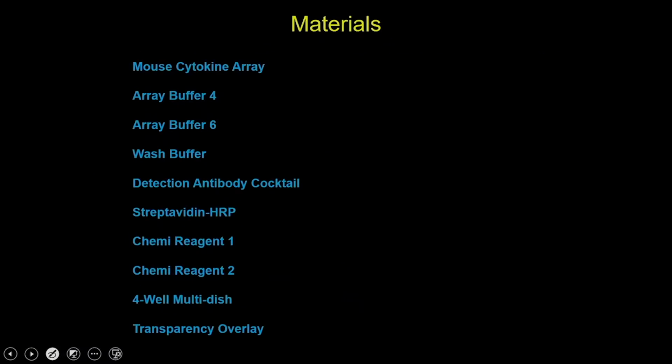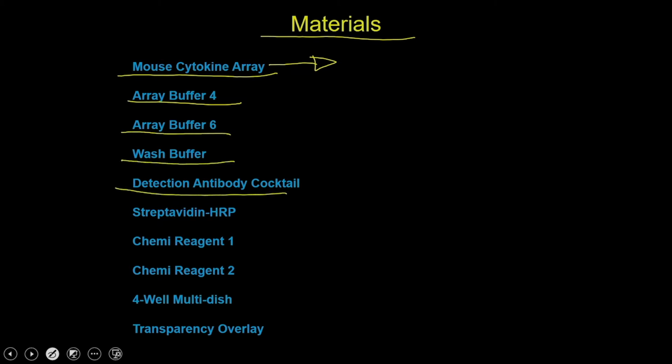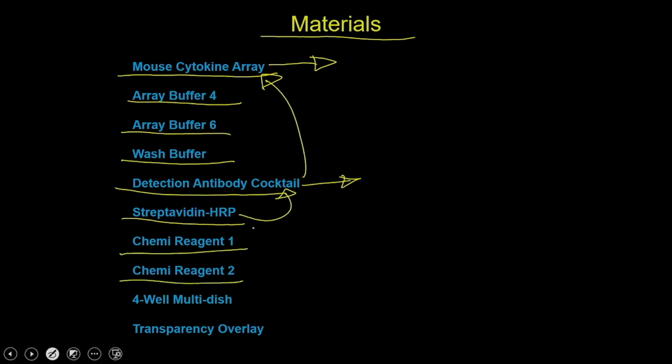So, to perform the cytokine array, you need the cytokine array from a particular company. You require different types of buffers, the wash buffers, and a detection antibody. The detection antibody is also going to be a monoclonal antibody directed against the set of cytokines for which the array is designed. Then you need a streptavidin HRP complex that is going to recognize the detection antibody, and then you require the chemi reagents to generate the signal.